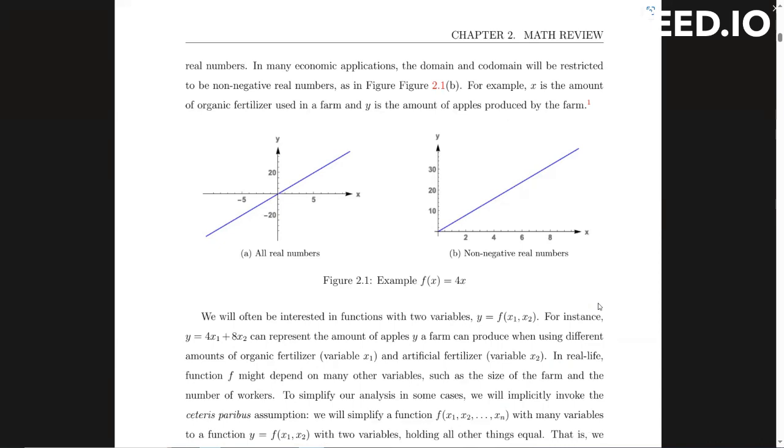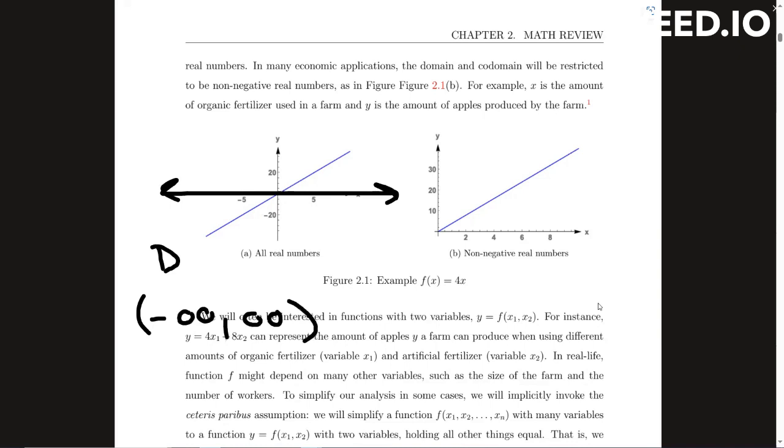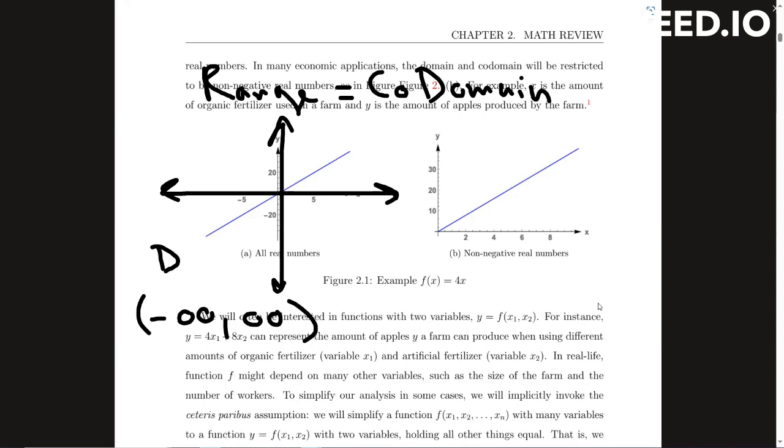But we know the domain. The domain is the set of all x. The domain is negative infinity to infinity. Now the range. We're not going to dwell on this, but whenever they say codomain, I think we already know that they mean range. Range and codomain are going to be the set of all y values, the set of all vertical values, the dependent variable. Range equals codomain.